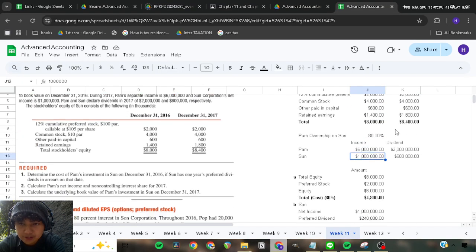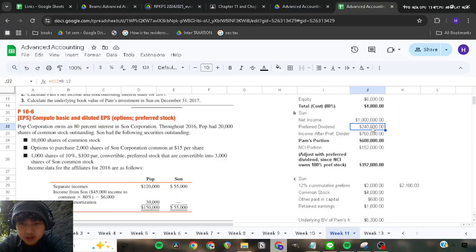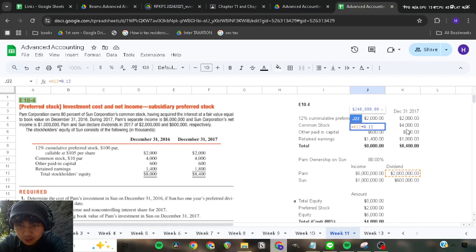So preferred dividend essentially means the dividend that is for the preferred people, and that should be distributed first before anything. That's kind of the main concept of this. They get the dividend first.